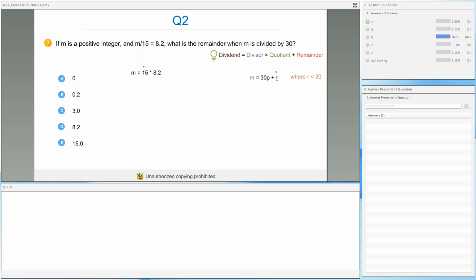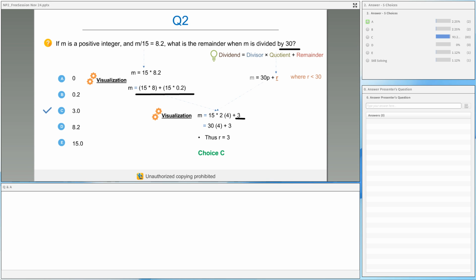The reason why I'm teaching this method is because it is very easy to simply manipulate and write 15 into 8.2 again and split it like this. See, this can be done even mentally. You can think about it like this: 15 into 8 plus 15 into 0.2. So 15 into 8, when divided by 30, will obviously be divisible, right? Because I can write this as 30 into 4. And what I'm left with is 15 into 0.2. 15 into 0.2 gives 3. 3 is already less than 30. Hence the answer in this case would be option C.